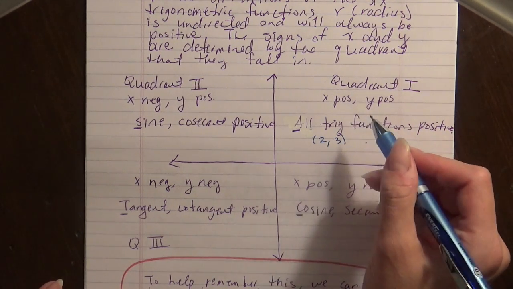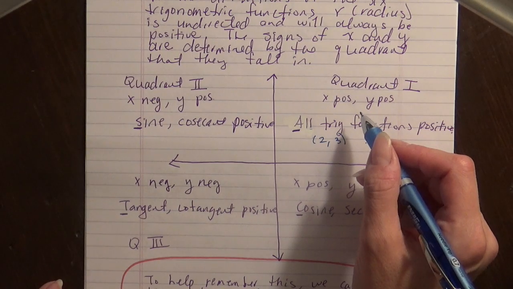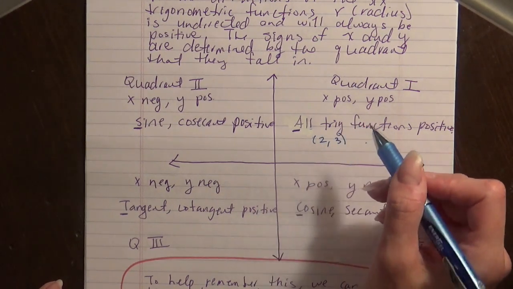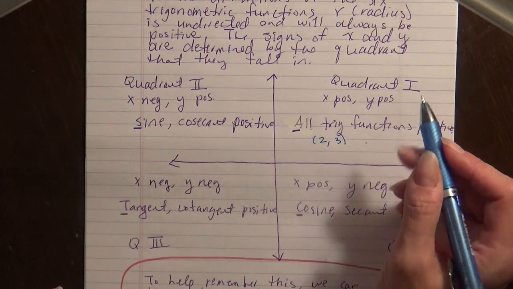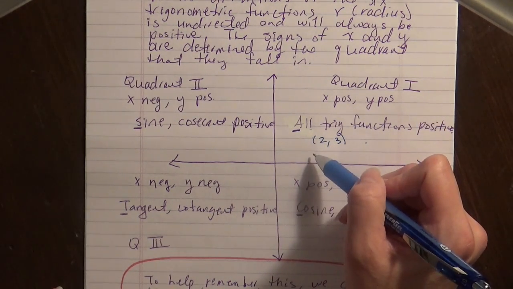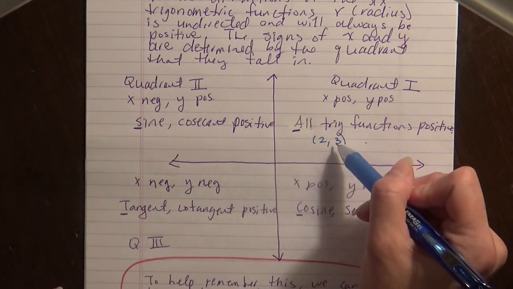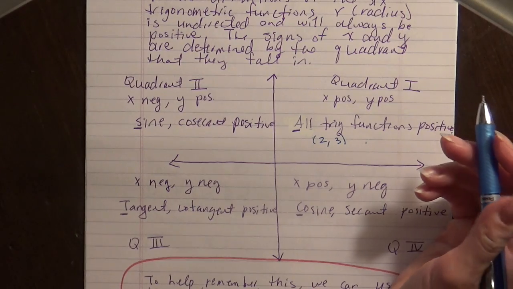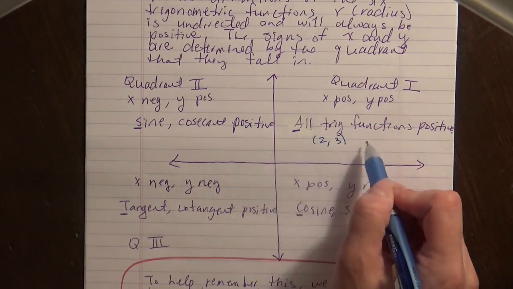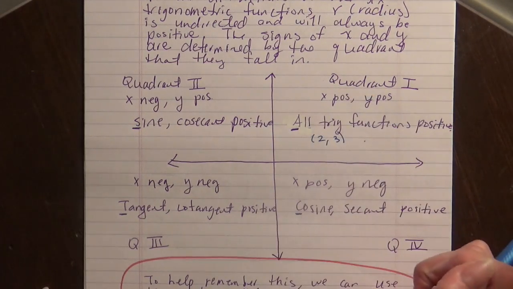Okay? If you do sine, then you're doing y over r. So positive over radius is always positive. So you get positive. If you do cosine, you've got positive x over r, which is positive. So cosine's positive. If you're doing tangent, you're doing y over x. So you're doing positive 3 divided by positive 2. It's always positive. So all trig functions are always positive if your angle is in the first quadrant.